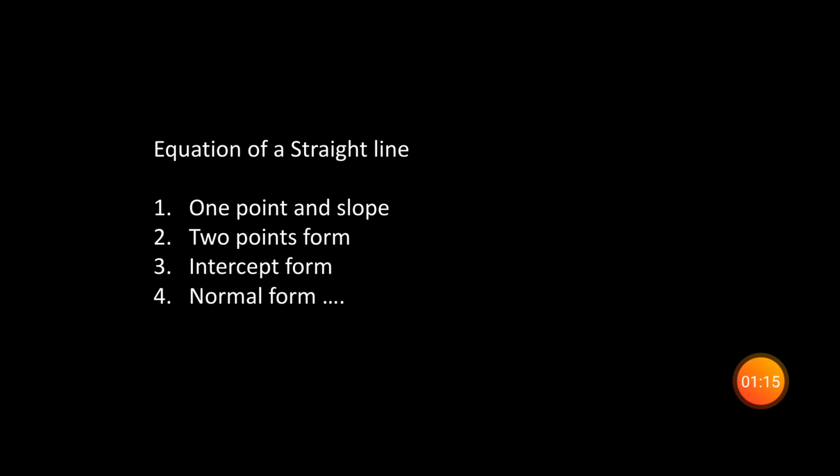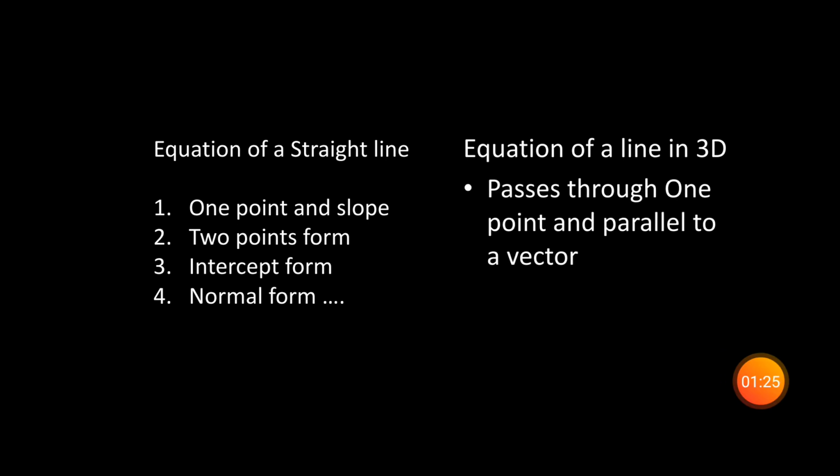Likewise, in 3D system, we have two possible ways to write the equation of the line. The first one is when the line passes through a point as well as parallel to a vector. That is almost similar to the first form of the equation of a straight line. Why? Because in this also the point is given, and in place of slope they have said it is parallel to a vector, meaning direction they have given. And the second form is similar to the two-point form.